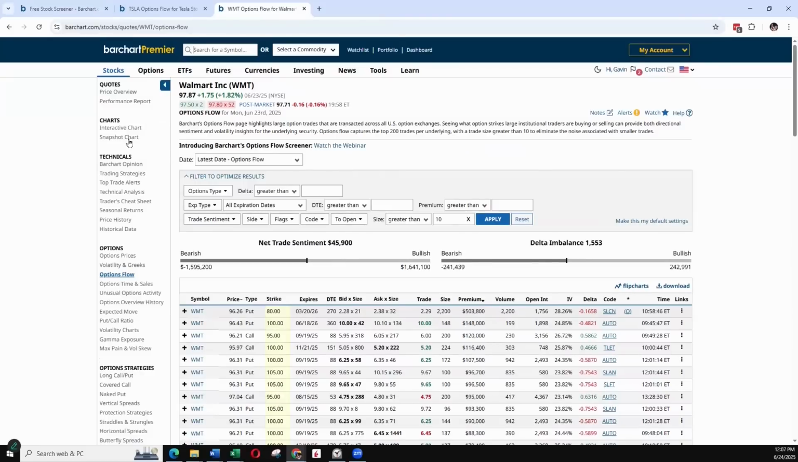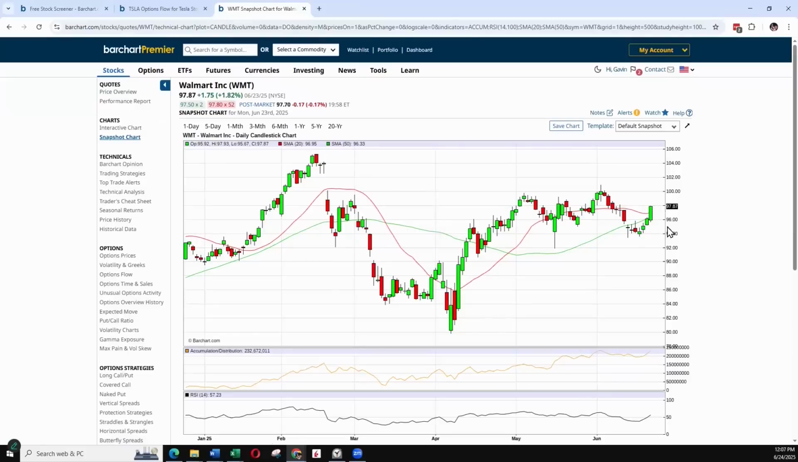I'll also just have a quick look at the chart. And here we can see that breakout above the 20-day moving average is also breaking above the 50-day moving average, and a very bullish candle. So there's a great candidate for a bullish option trade.